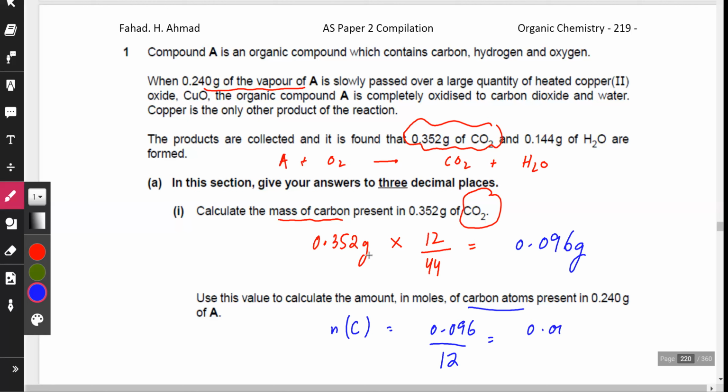0.008. Moles. Okay, so it's going to be 0.008.